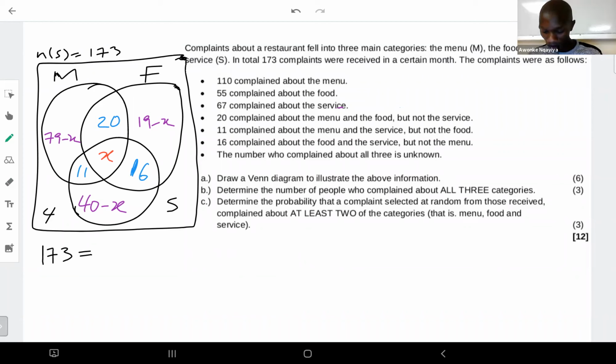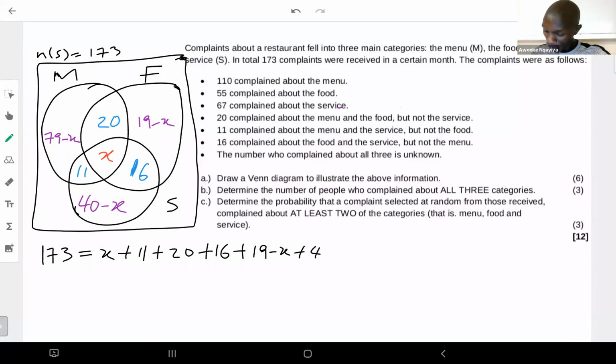Before we start calculating, can we please remove the 4? Yeah, that's fine. So we are going to say 173, let us start in the middle, is equal to x plus 11 plus 20 plus 16. So we are done with the middle part, x, and with 11, 20, and 16. We are left with the 3 remaining parts: 19 minus x, 40 minus x, 79 minus x.